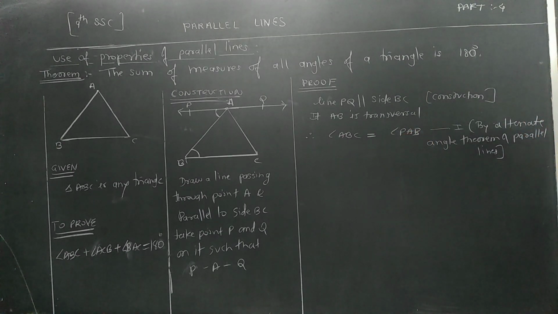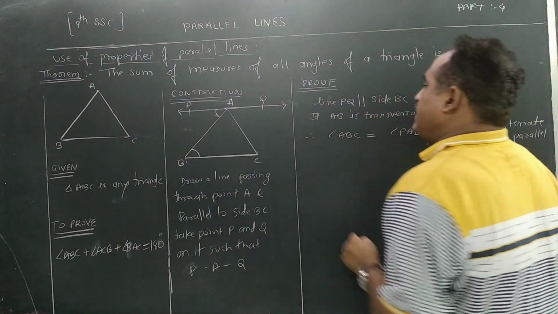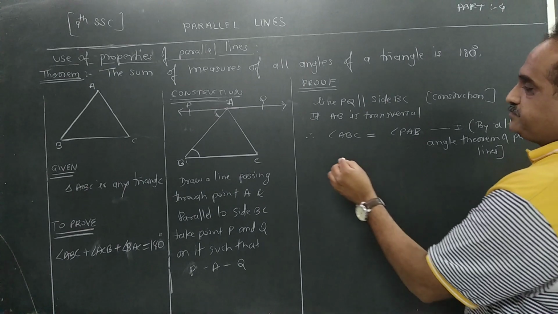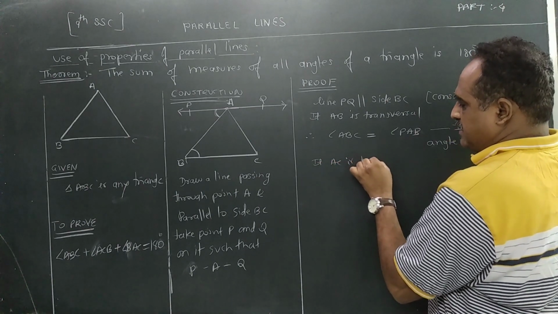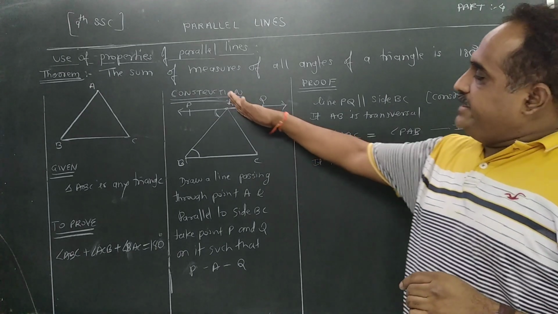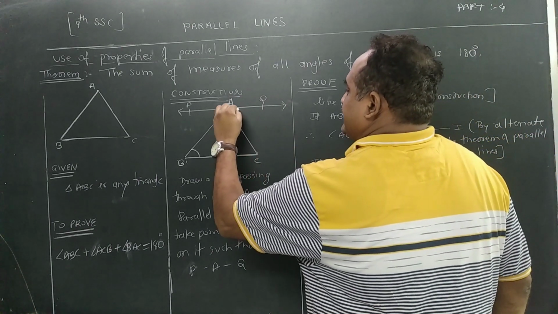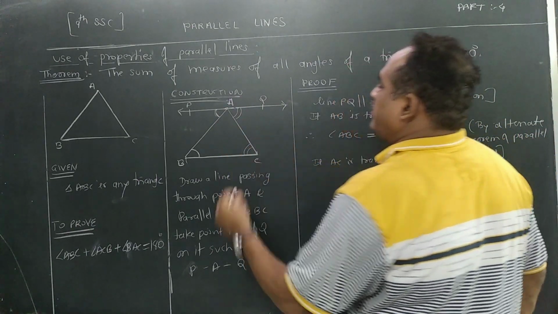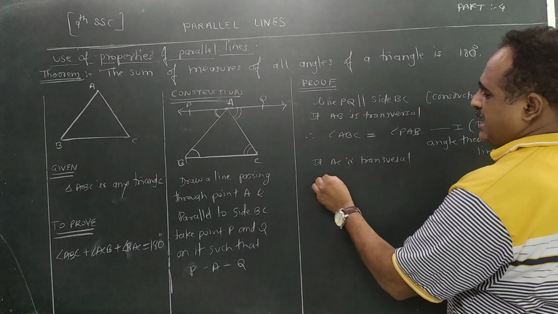Okay, got it? So these two angles will be what? Alternate angles. Which one? This angle and this angle. Again we can write, if AC is transversal. Yeah, I am considering AC is a transversal. So I can say that these two angles are also Z forming angles. They are also what? Alternate angles.